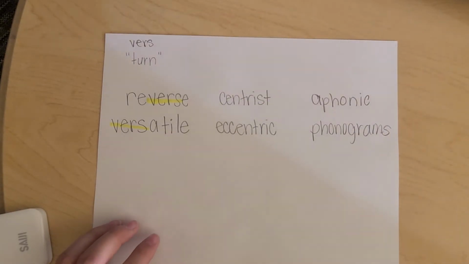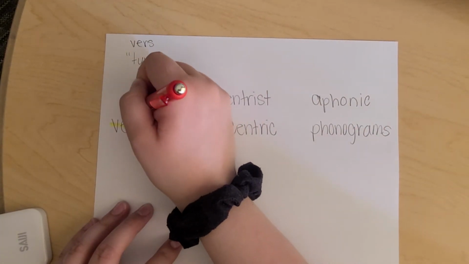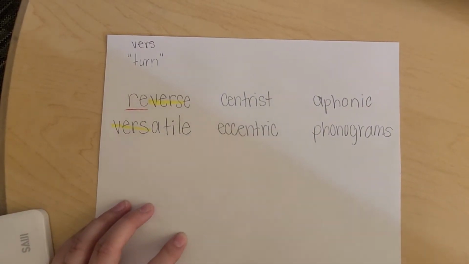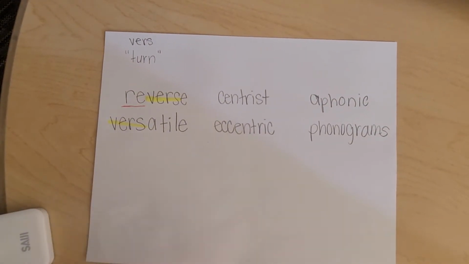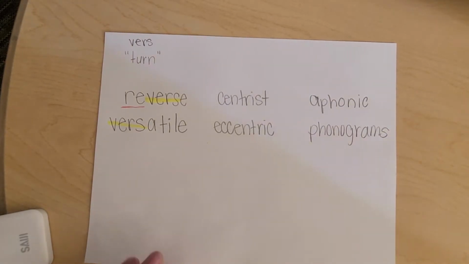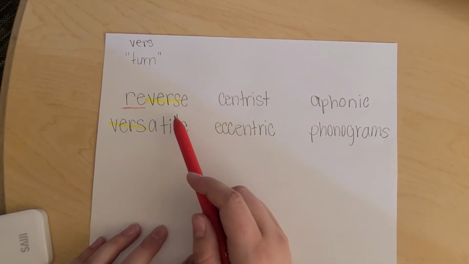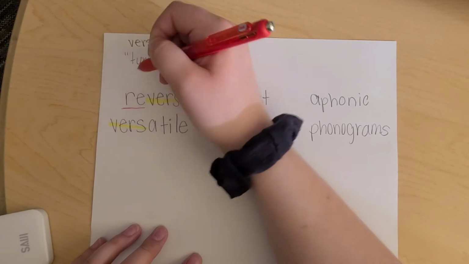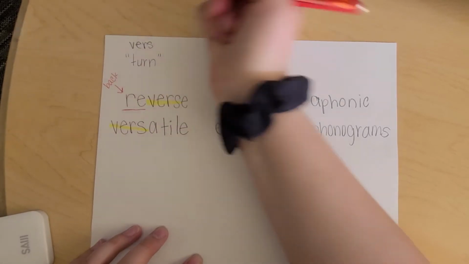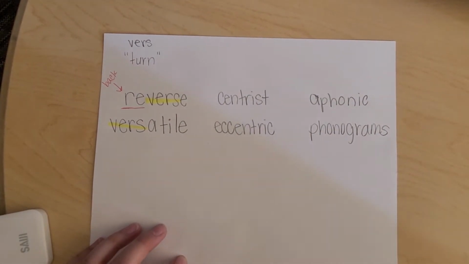I also am noticing that I have the prefix re, which can mean, according to my prefixes and suffixes packet, again, back, or against. So I'm thinking turn. I'm thinking it might mean turn back. So turn back. Does that make sense for meaning that would go with the word reverse? I think it does. Reverse might mean to turn back.